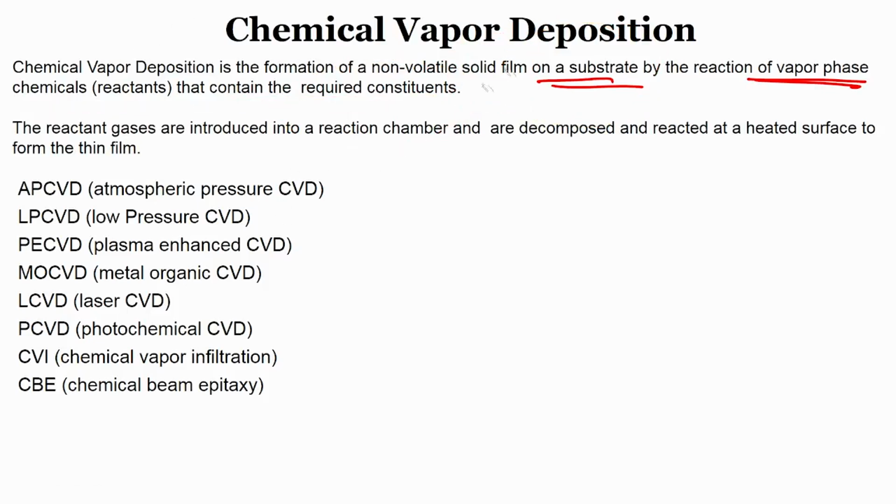Now, the reactant gases are introduced into the reaction chamber and are decomposed and reacted at a heated surface to form the film. So, what will happen? We have to introduce a reactant gas into a reaction chamber, and then there is a chemical reaction because of which decomposition happens. This chemical reaction has to be done at some heated surface, right, and then you will observe film formation.